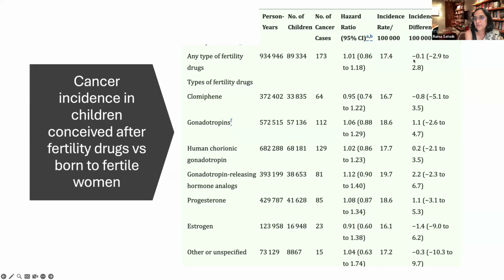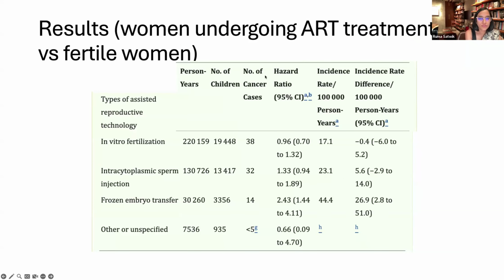I'll go to incidence rate difference and I'll see all these figures here, and I'll look at the confidence interval, and all of them seem to include a 0. So it's on this side of 0 and on that side of 0. So nothing here is significant, and they are studying gonadotropins, clomiphene, SIG, progesterone, estrogen. So nothing happening there. What happens when they go to ART? ART is when things start to change. You can see the incidence rate is 17.1 for in vitro fertilization, which is the same as your baseline.